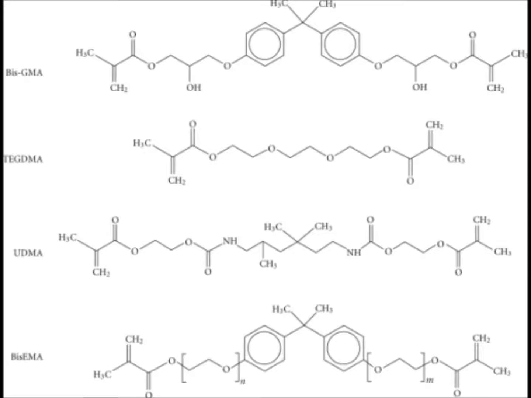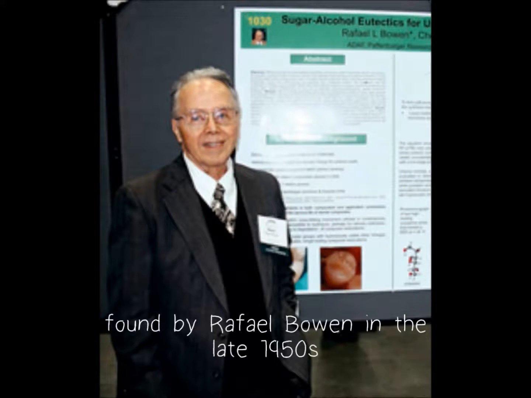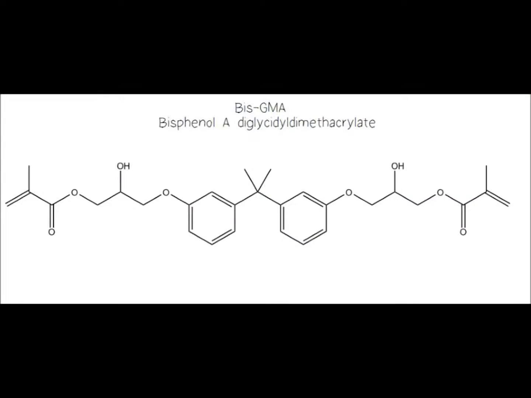During the manufacturing of dental composite, several different types of monomers are used to get the right consistency. The monomers that are commonly used are: 1. Bisphenol A diglycidyl dimethacrylate, or BisGMA for short. This was found by Bowen in the late 1950s.